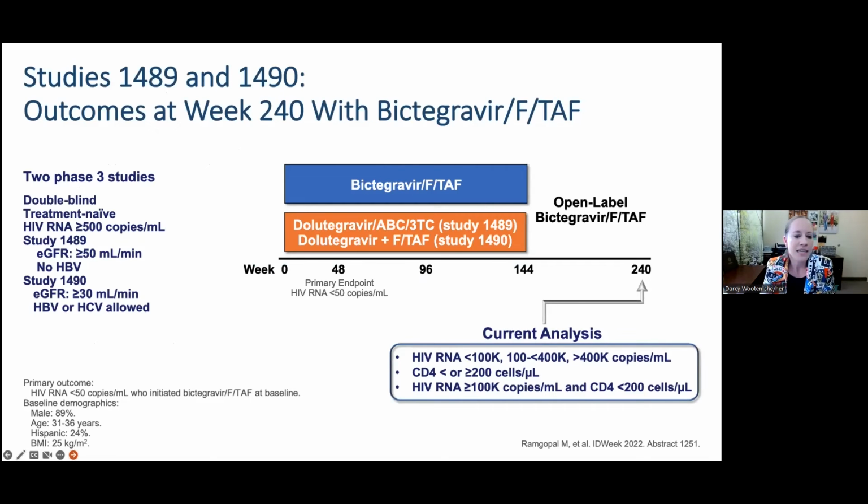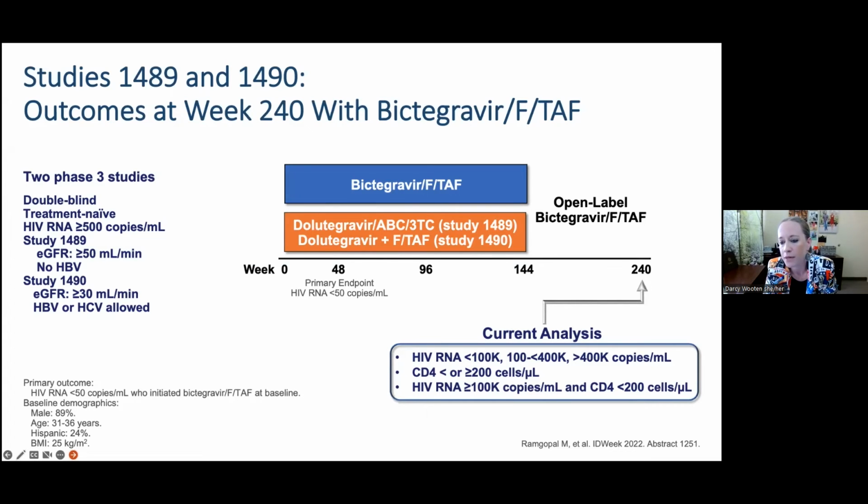This was updated data from week 240, presented on studies 1489 and 1490. This was presented at ID Week. Just by way of reminder, these were treatment naive individuals in this randomized controlled trial, where they were randomized to start on either bictegravir FTC TAF or one of 2 dolutegravir containing regimens, and then looked at efficacy at week 144.